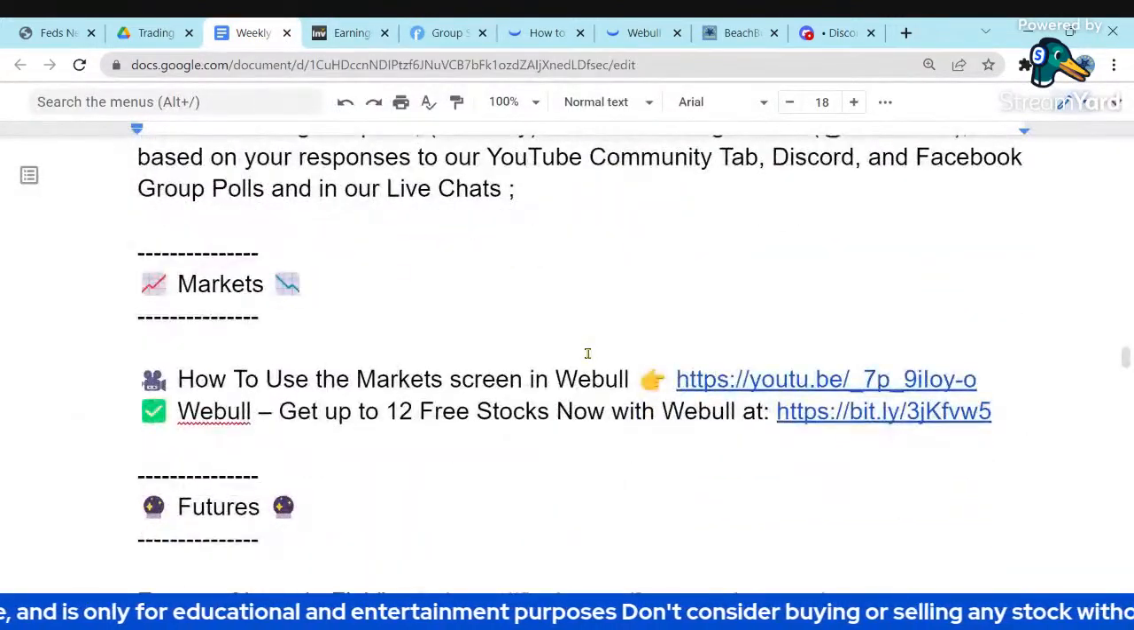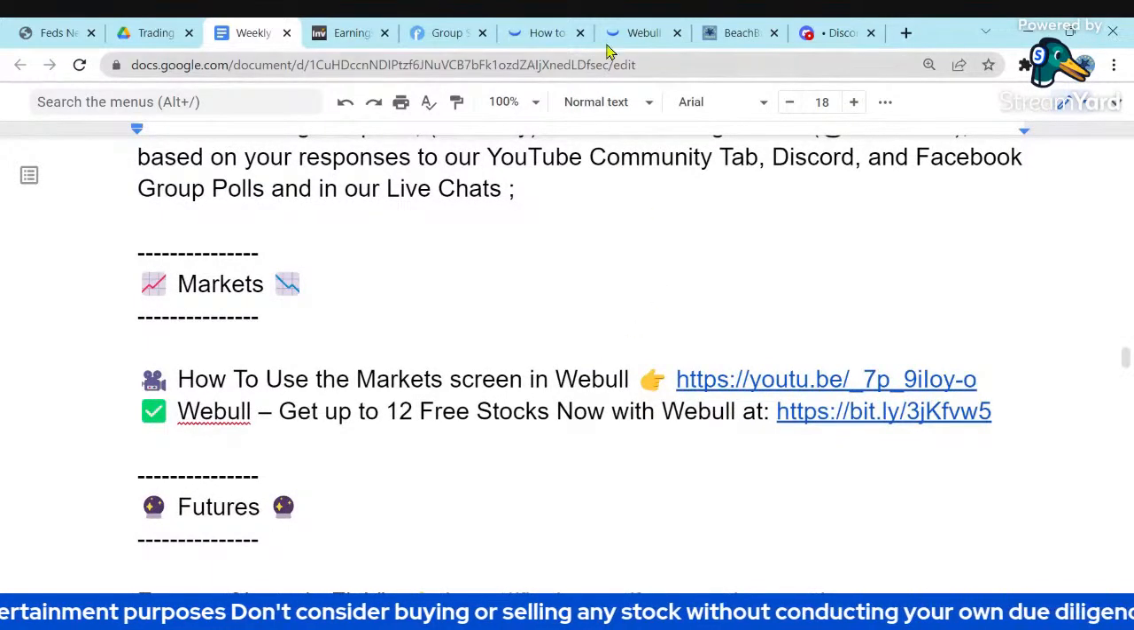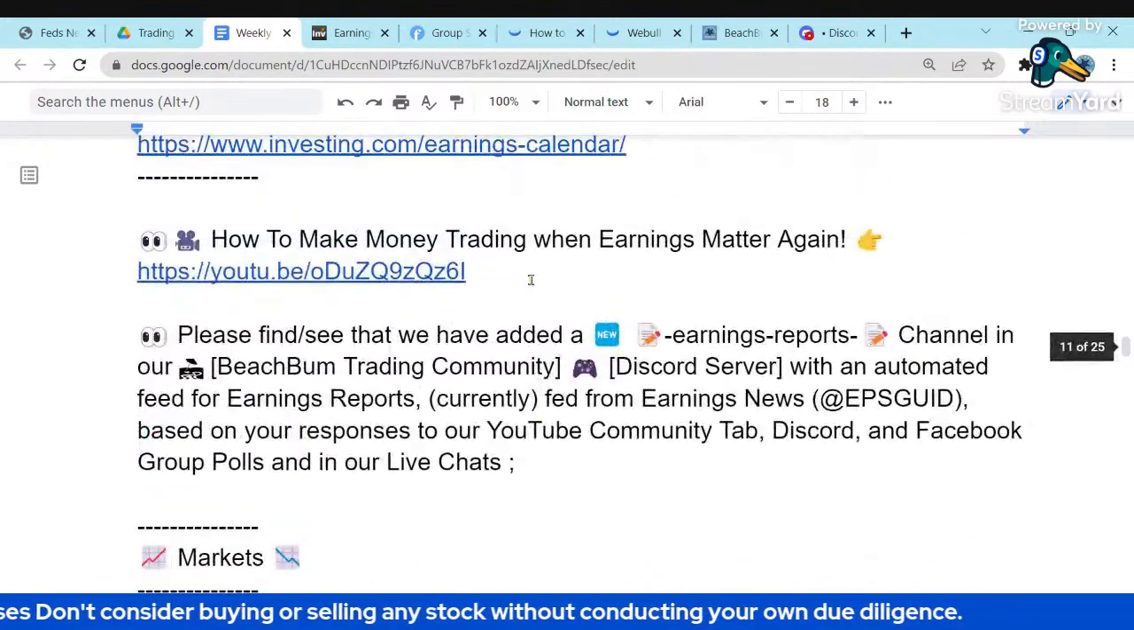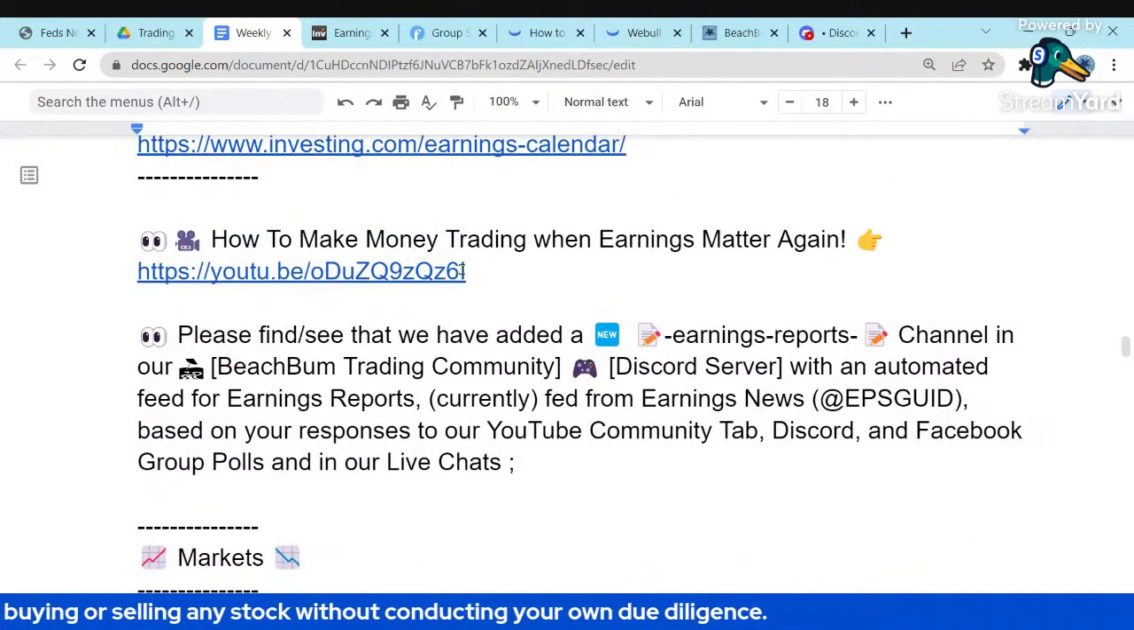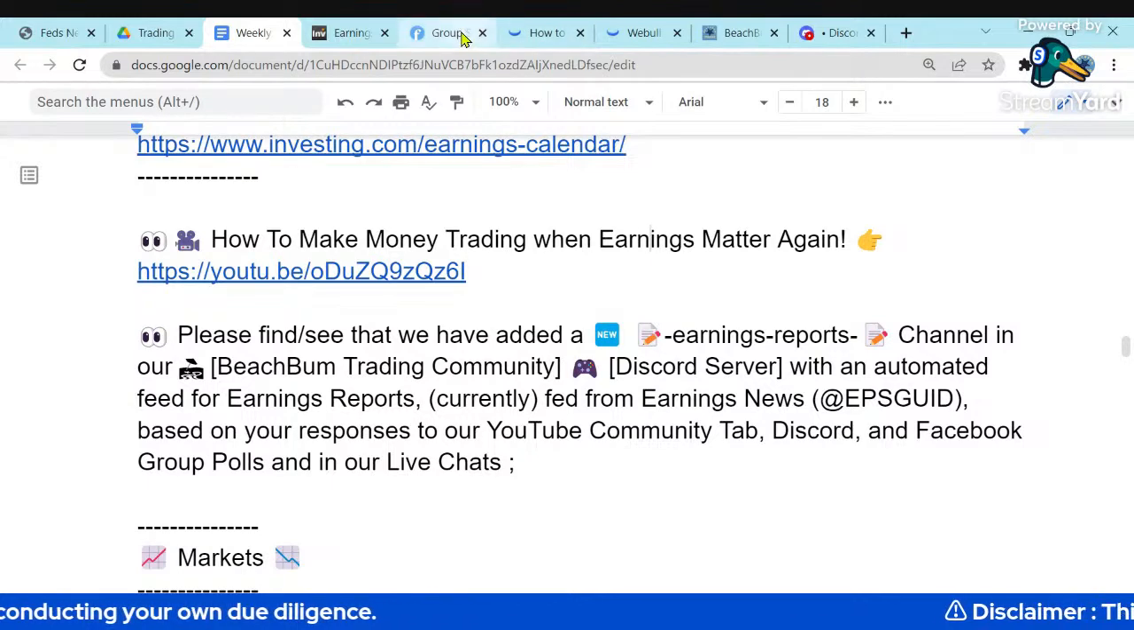So we'll jump over to the market screen in Webull. You can also see another calendar. Again, in that video, we show you in more detail how you can dig into the earnings calendar in investing.com and in Webull.